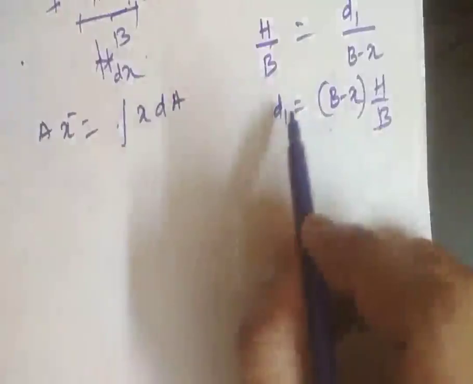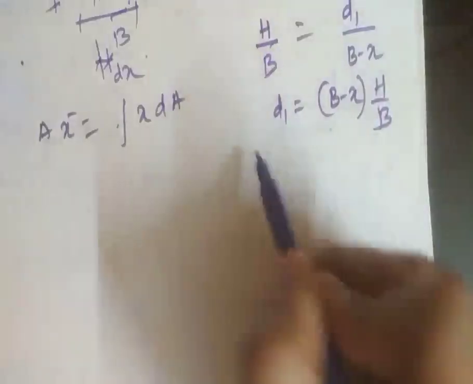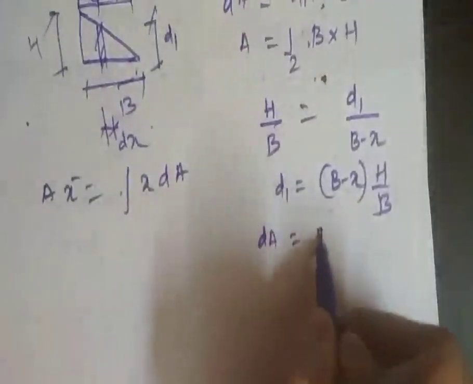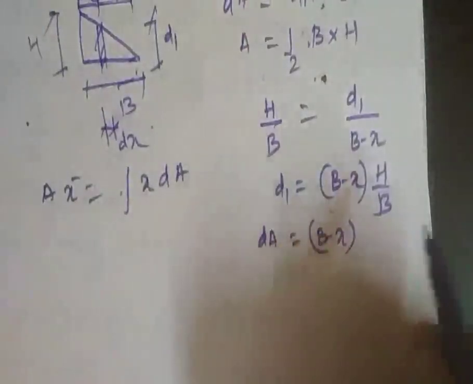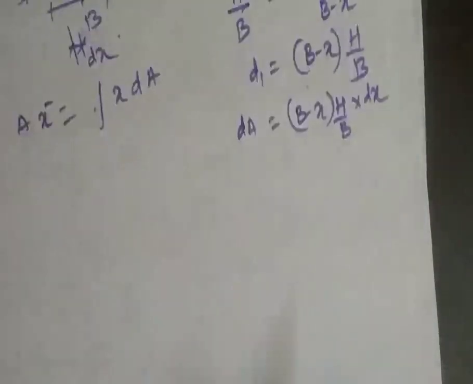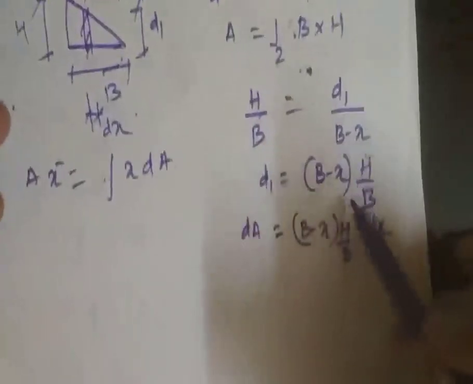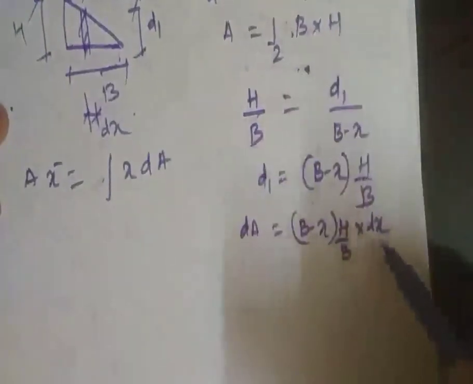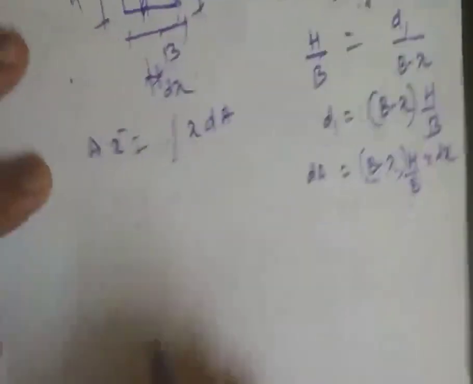If I substitute in the dA term now, dA will be equal to (b minus x) h by b into dx. So d1 is (b minus x) h by b and the thickness of the strip is dx. Substitute the term here now.